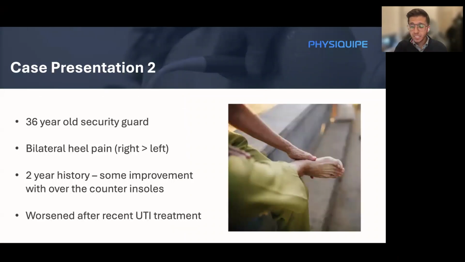I'll present a second case before we finish. It is of a 36-year-old security guard that I saw in clinic with bilateral heel pain, a bit more on the right than the left, but they were both really sore.